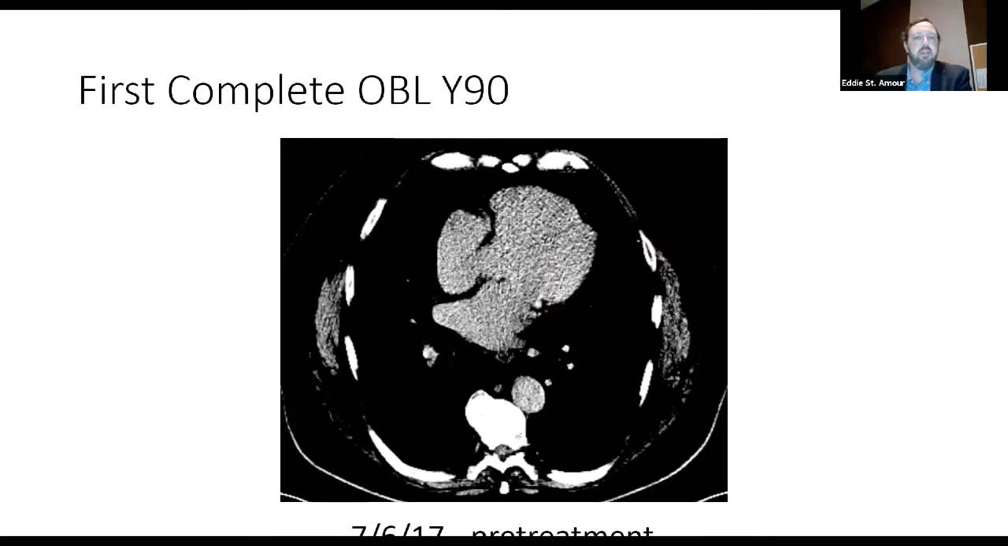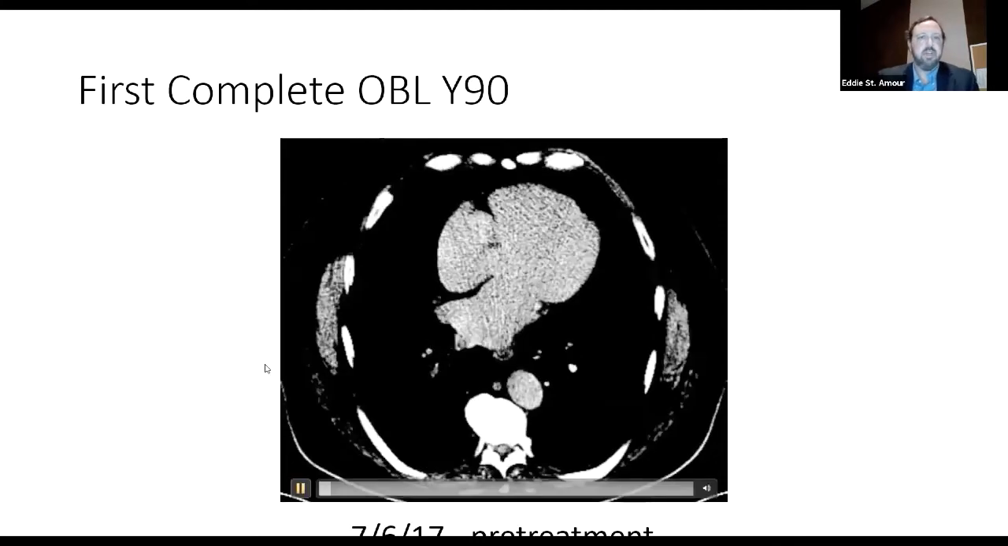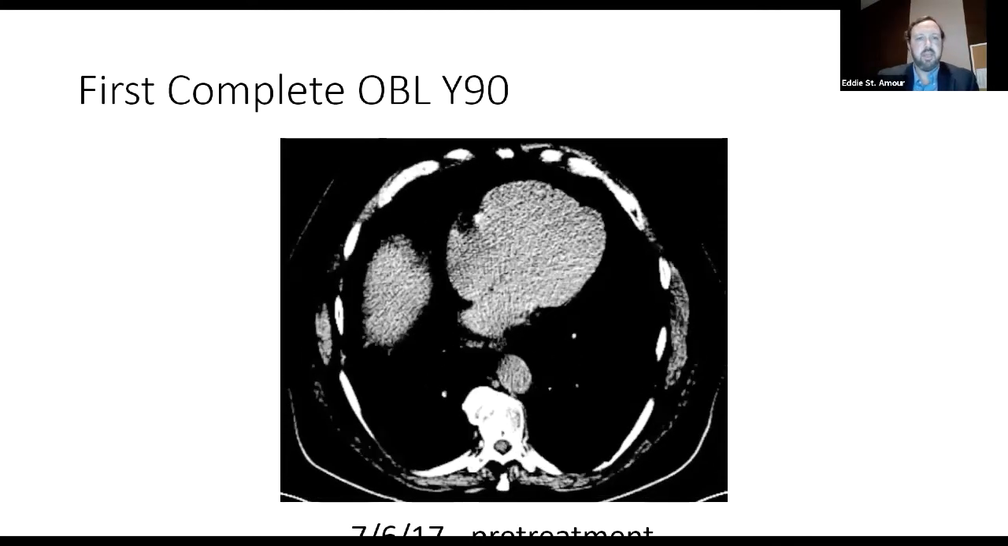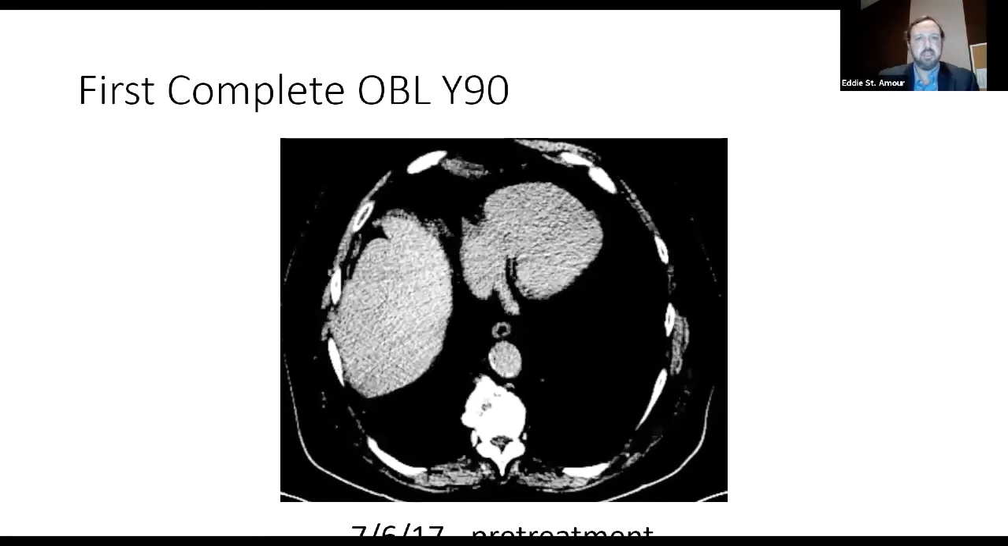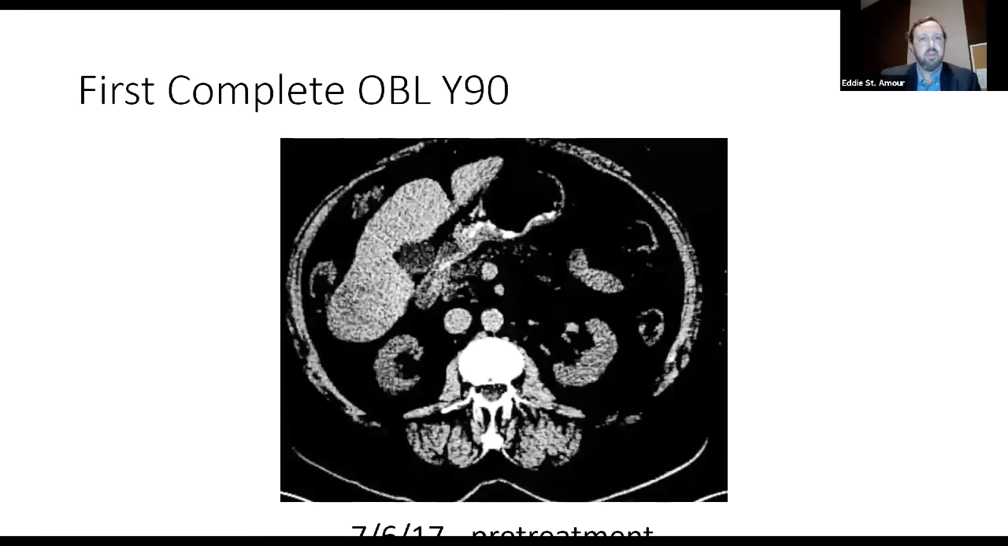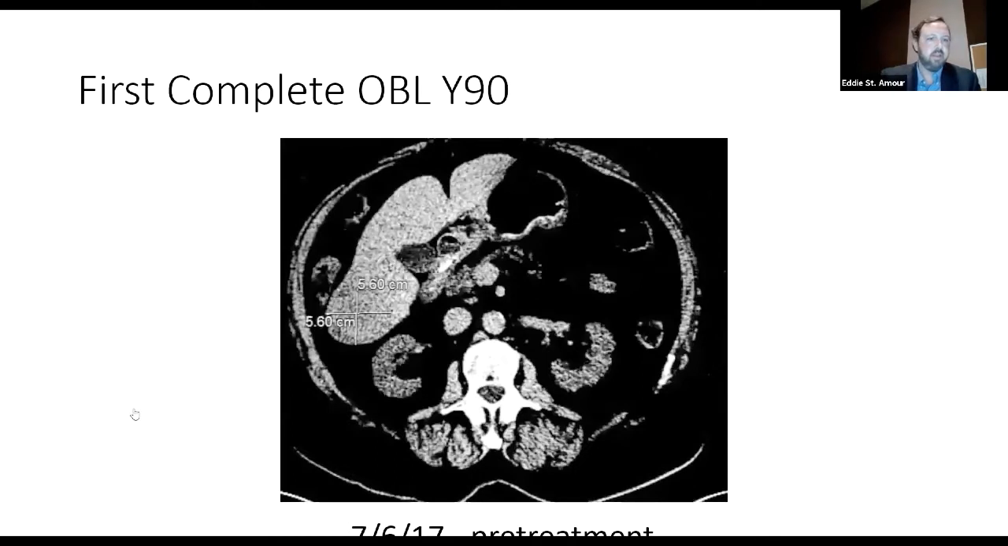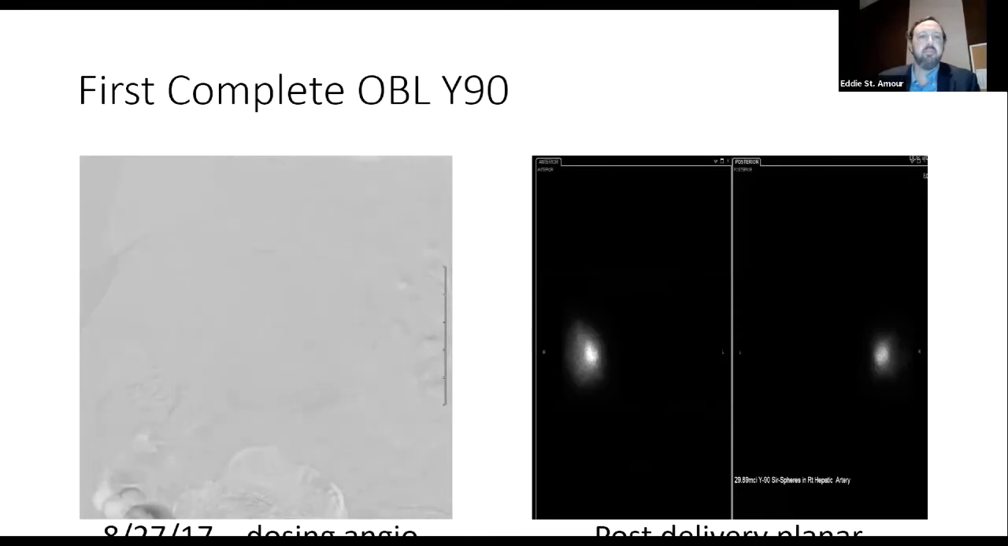So as you can see here, this is the first complete patient done in an OBL setting. This is a 78-year-old man with history of HCC. He's ECOG 1, Child-Pugh A, with a solitary liver lesion. I'll just show you that real quick. This was his pre-treatment scan. As you can see, he's got that solitary lesion in segment 6. And then on his dosing angio, I'll just show you the dosing. Post-delivery planar imaging. Again, the mapping images were essentially the same thing.